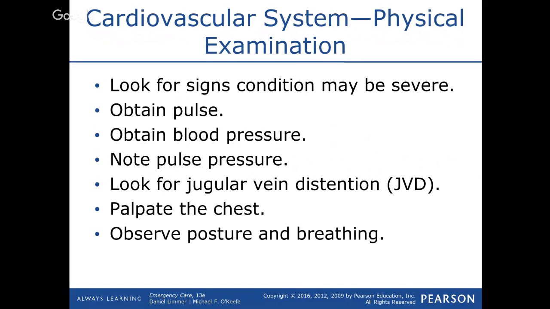So a narrowing of the pulse pressure will look like 120 over 80, 100 over 80. You're narrowing. 90 over 78. You know, you had the top number coming down.